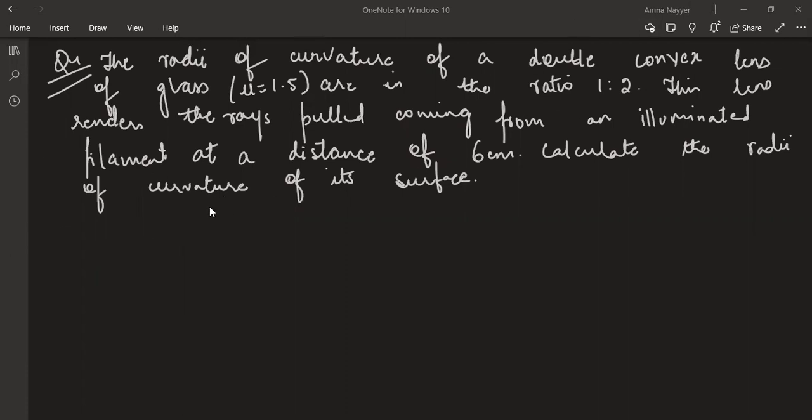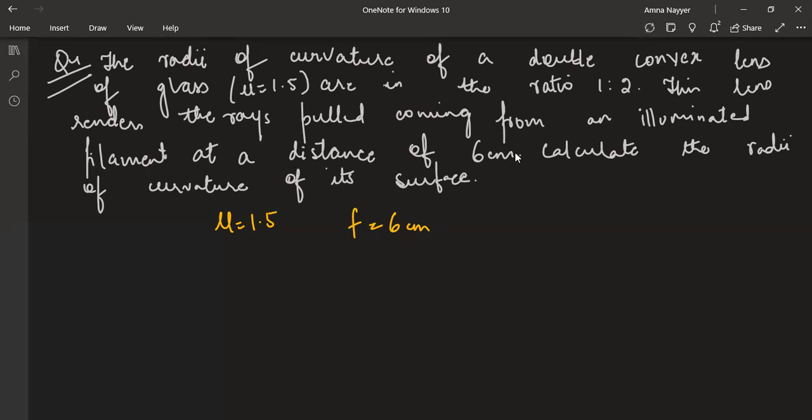So this refractive index that is given is 1.5. Then it says that this lens renders the rays parallel coming from an illuminated filament at a distance of 6 centimeters. Means focal length is 6 centimeters. You have to calculate the radii of its curvature.